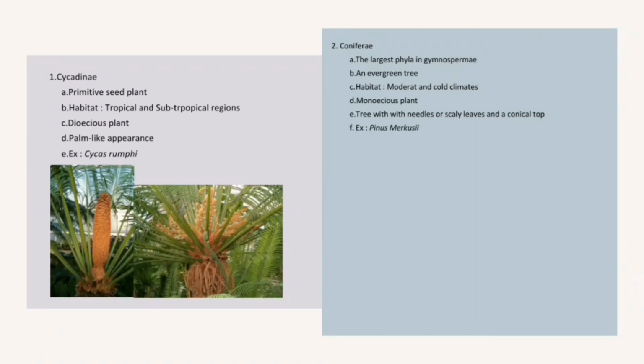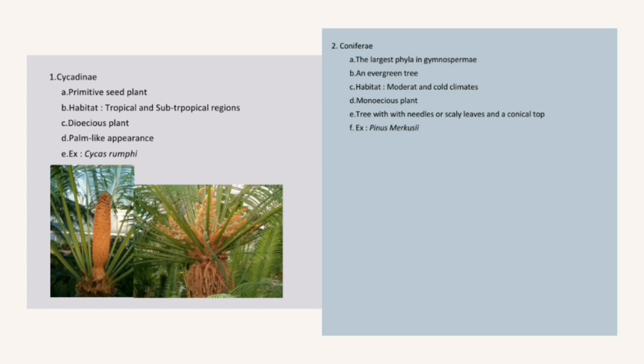And then the second is Coniferae. Coniferae is the largest phylum in gymnosperms, with around 50 genera around the world. Coniferae have leaves that resemble a needle or are scaly. They normally stay on the tree year-round, producing evergreen color. That's why conifers are evergreen trees. The habitat of coniferae is moderate and cold climates.